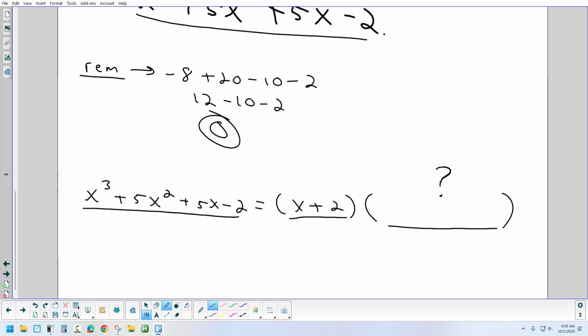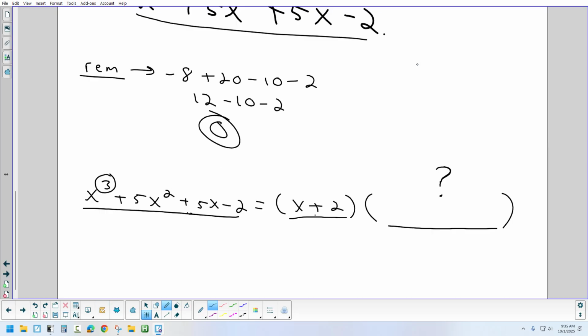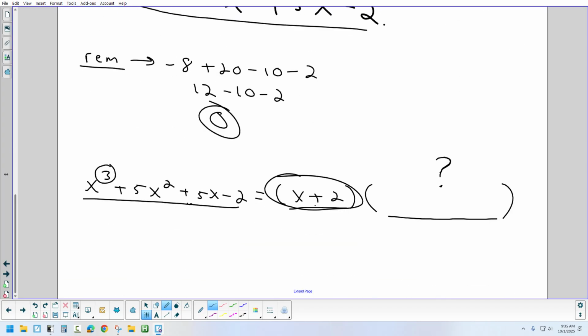And when you divide by x plus 2, that is going to turn into a quadratic. So the other factor, your quotient, will be a quadratic, which if we had to solve it, now we've got the exponent of 3 down to an exponent of 2. But it's only because we figured this out. So how would you have gotten that x plus 2 to start with? Well, we'll look at that tomorrow. Okay. Any question on that one?